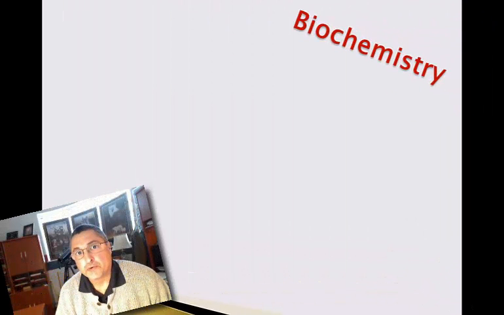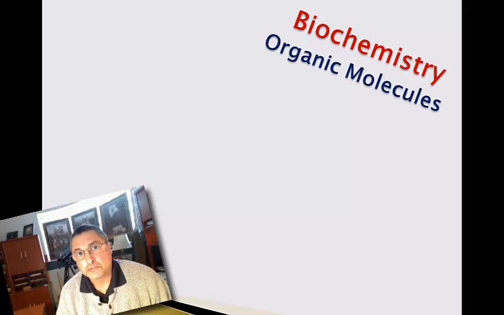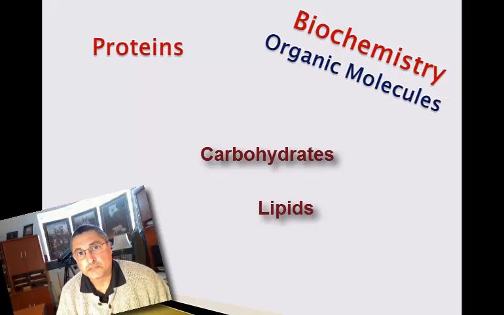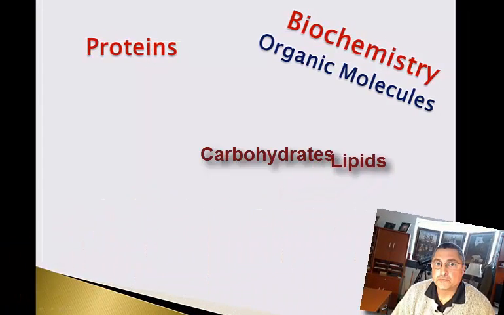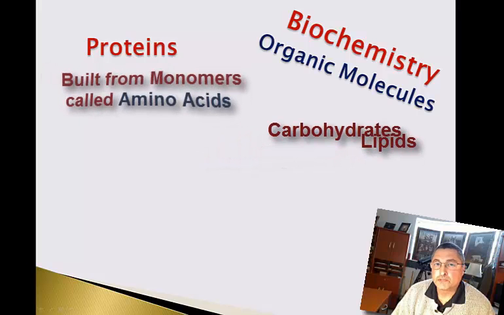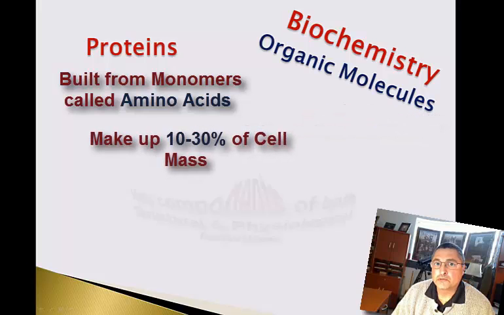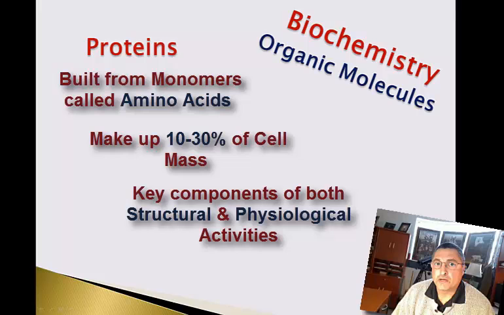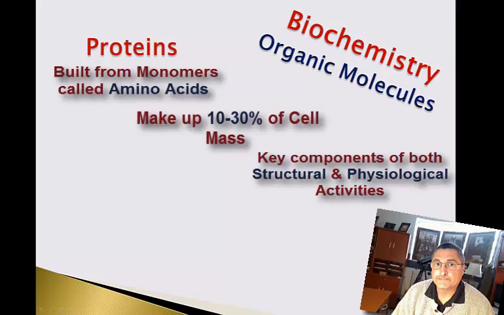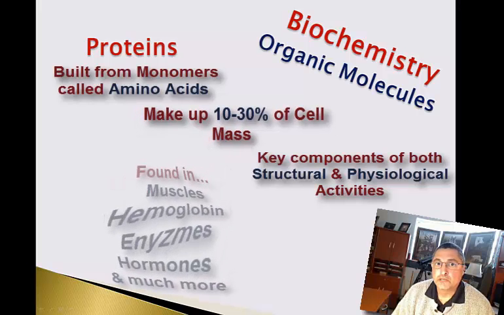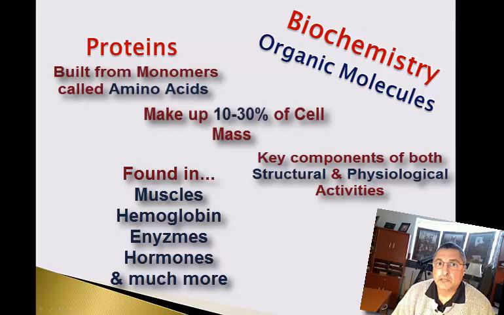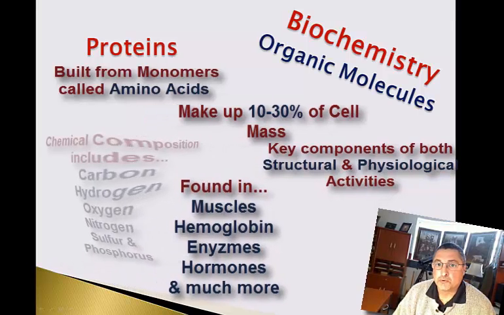Hey guys, welcome back. This time around we're going to continue our discussion of biochemistry, particularly looking at the organic molecules. Thus far we've looked at carbohydrates and lipids. This time around we're going to look at proteins. Proteins are going to be built from monomers known as amino acids. Proteins are going to represent anywhere from 10 to 30% of the cell mass. Proteins are going to be found in structural components of our body as well as key players in all the physiological activities that occur in our body. Great places in which you would find proteins would be in muscles, hemoglobin, enzymes, hormones, and much, much more.